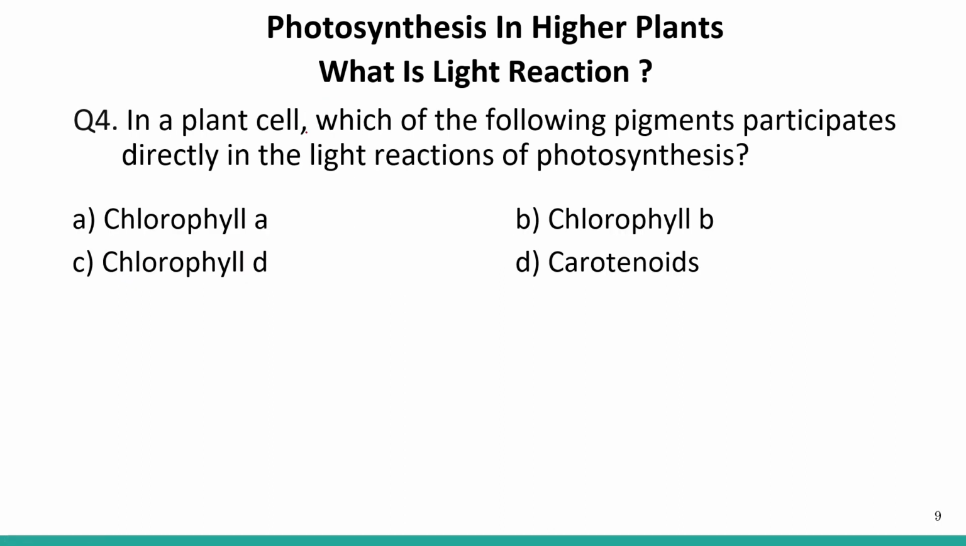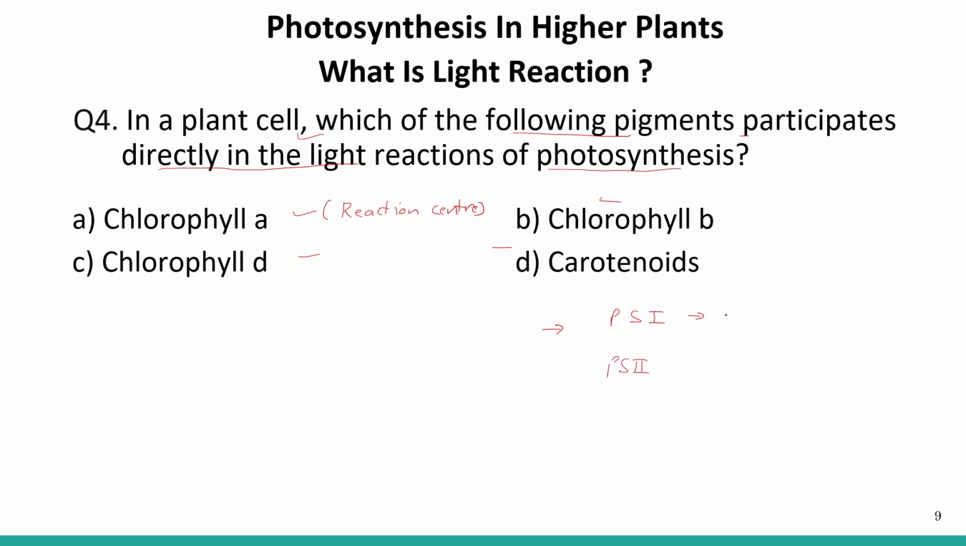The next question is, in a plant cell, which of the following pigments participate directly in the light reaction of photosynthesis? And the options are chlorophyll A, chlorophyll B, chlorophyll D, and carotenoids. So chlorophyll A, again we know it forms the reaction center. Now this reaction center, let's talk about photosystem 1 and photosystem 2.